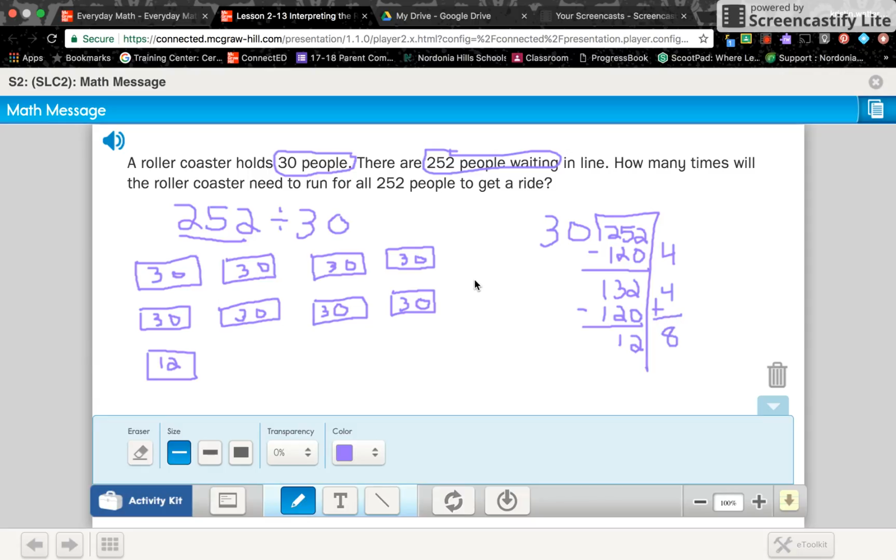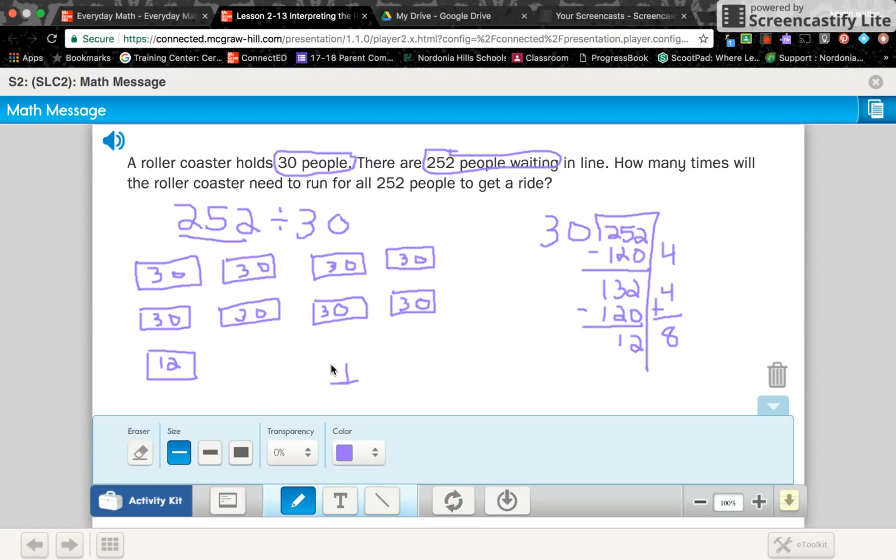So isn't that what we came up with when we did our mathematical model, the picture of the number story? 1, 2, 3, 4, 5, 6, 7, 8 times the roller coaster had to run. But did that get all the people a ride? Because remember, the story says all people need to get a ride. So when we're thinking about the remainder, are we just ignoring the 12 people and just going to say, too bad, guys, you don't fill the roller coaster, so you're not going to ride? Or are we going to round up?